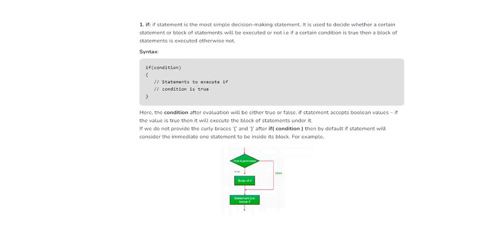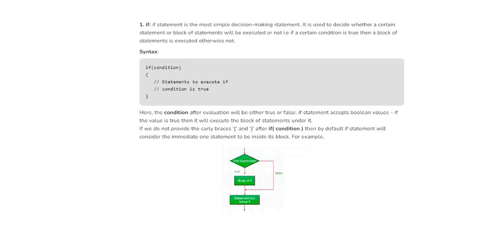The if statement is the most simple decision making statement. It is used to decide whether a certain statement or a block of statements will be executed or not. That is, if a certain condition is true, then a block of statements is executed, otherwise not. Syntax: if (condition) { statements to be executed if the condition is true }.